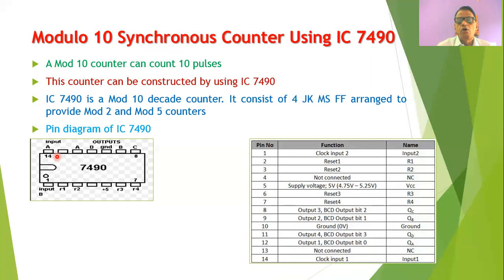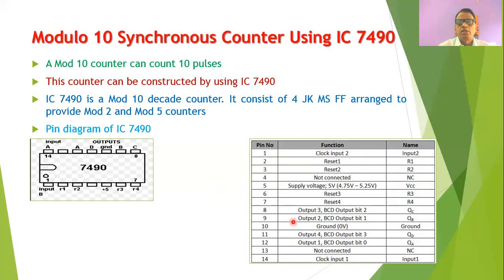So pin number 1 is a clock input pin, which is many times called as the input B or input 2. Pin number 2 and 3, these are the reset pins. They are many times called as R1 and R2 pins. Pin number 4 is not connected, so there is no connection to this pin. Pin number 5 is a supply voltage pin where we can apply a positive 5 volt power supply. Pin number 6 and 7, these are again the reset pins. Pin number 8 is the output pin, where we can obtain the output 3, that is QC or C only.